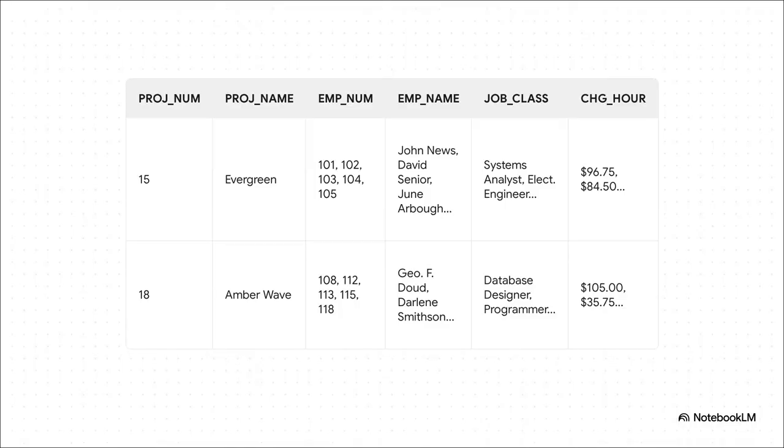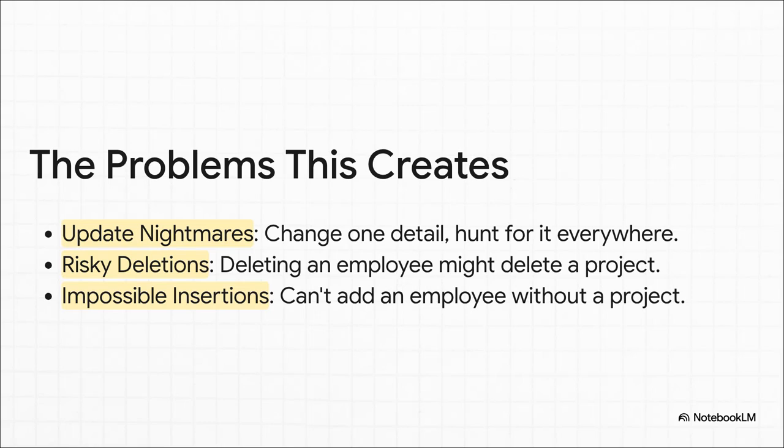And here it is. This is our data junk drawer in action. It's a report from a construction company. Now, at first glance, it looks fine, I guess, but look a little closer at that employee info. We've got multiple names, job classes, and hourly rates, all just crammed together into single cells. As a quick report, maybe it works, but as the foundation for a real database, oh, this is a total recipe for disaster.